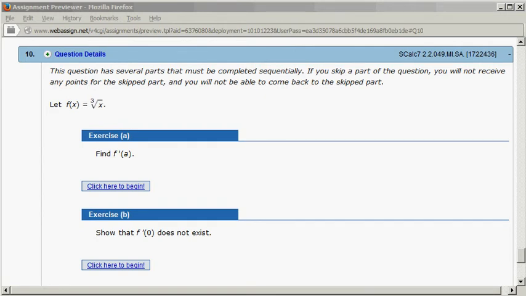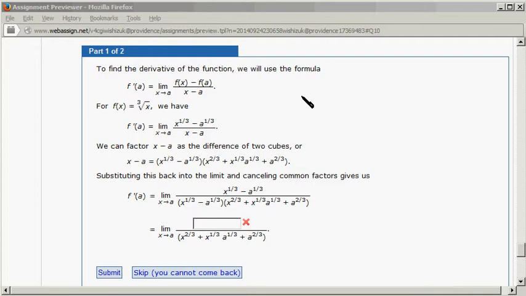All right, let's look at homework 2.2, problem number 10. We're trying to find the derivative of this function, cube root of x. Click here to begin. So we're taking a derivative of f and evaluating it at a, using this definition here.